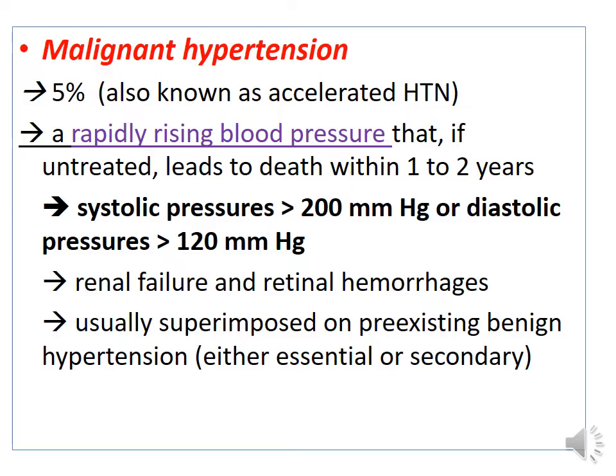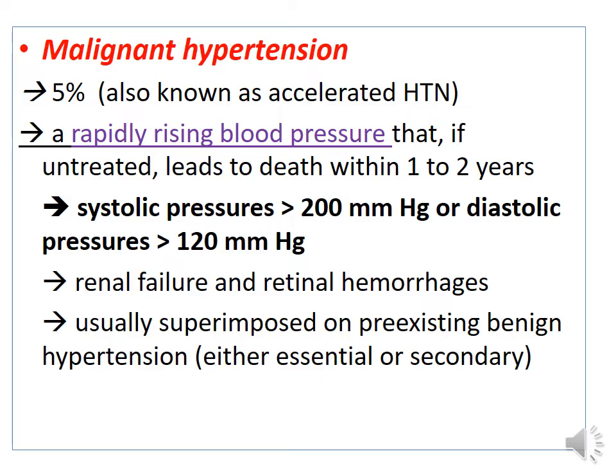About 5% of all hypertensive patients will experience attacks of rapidly rising blood pressure readings that can reach more than 200 millimeters of mercury for the systolic pressure and more than 120 millimeters of mercury for the diastolic pressure. This condition is called malignant hypertension. It is also known as accelerated hypertension. This condition is not related to a malignant process, but it's called so because of its dismal prognosis.